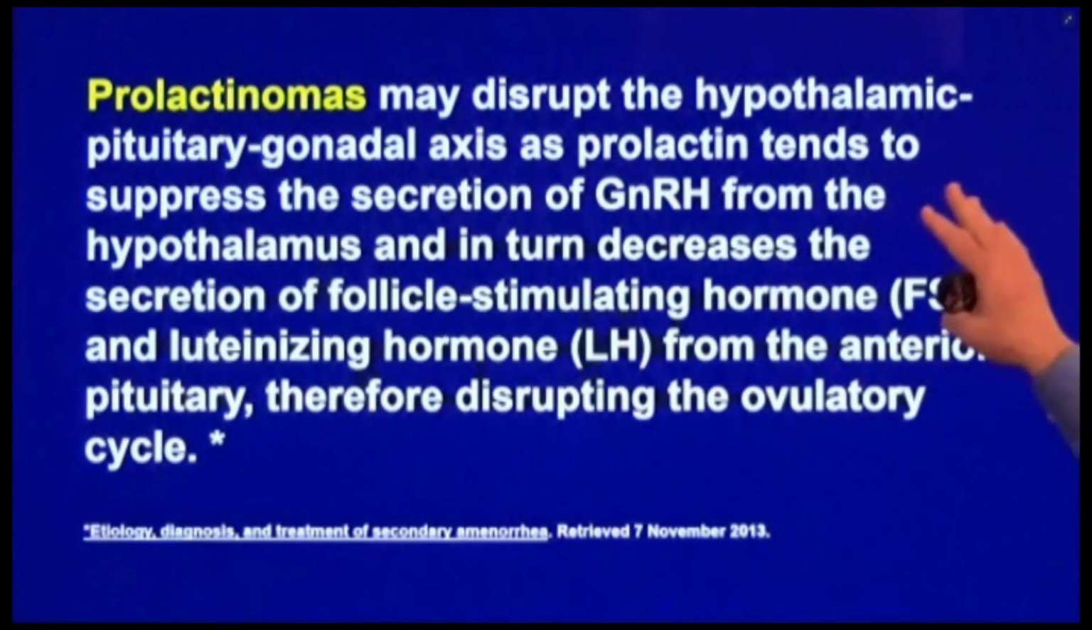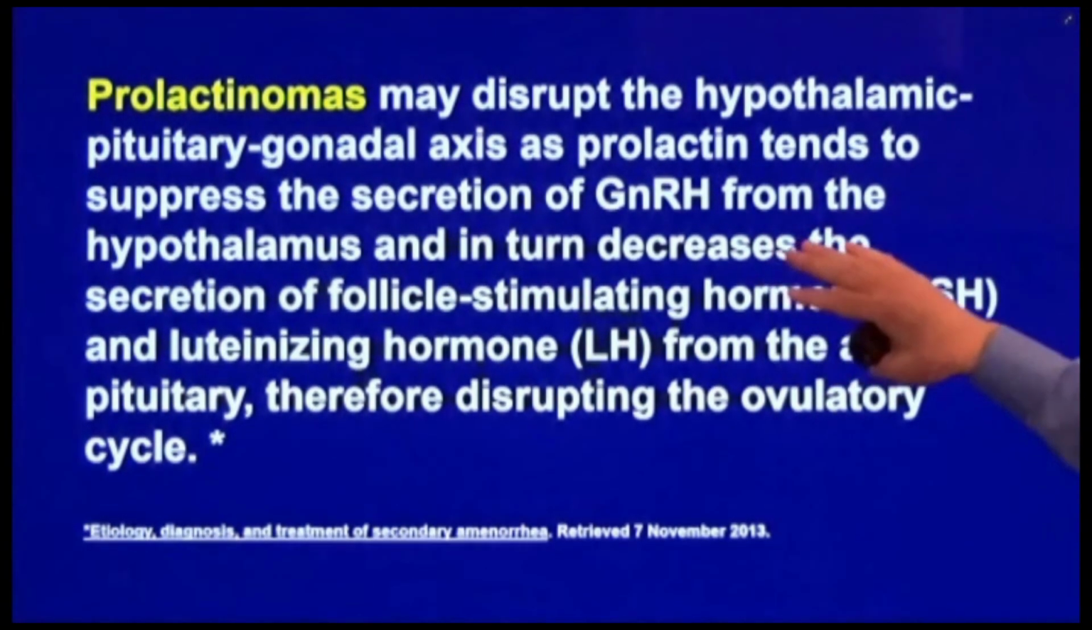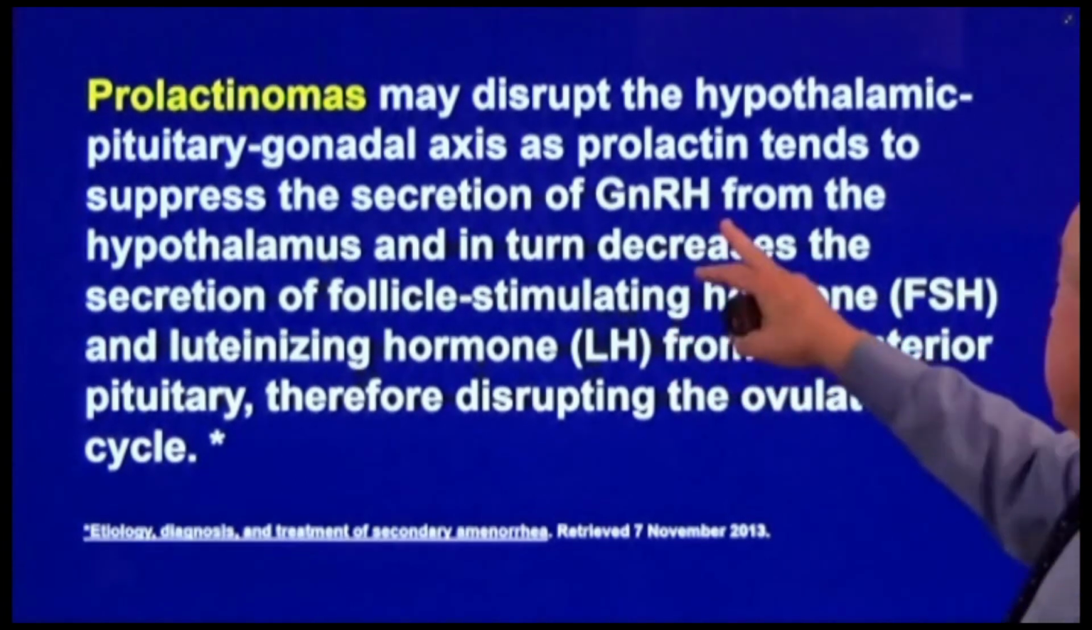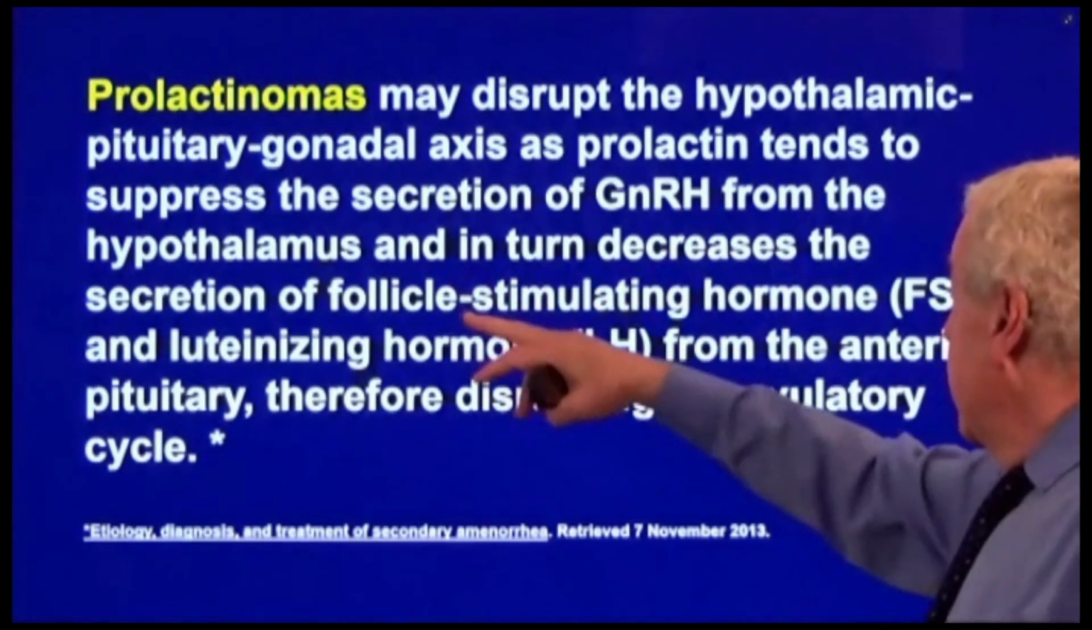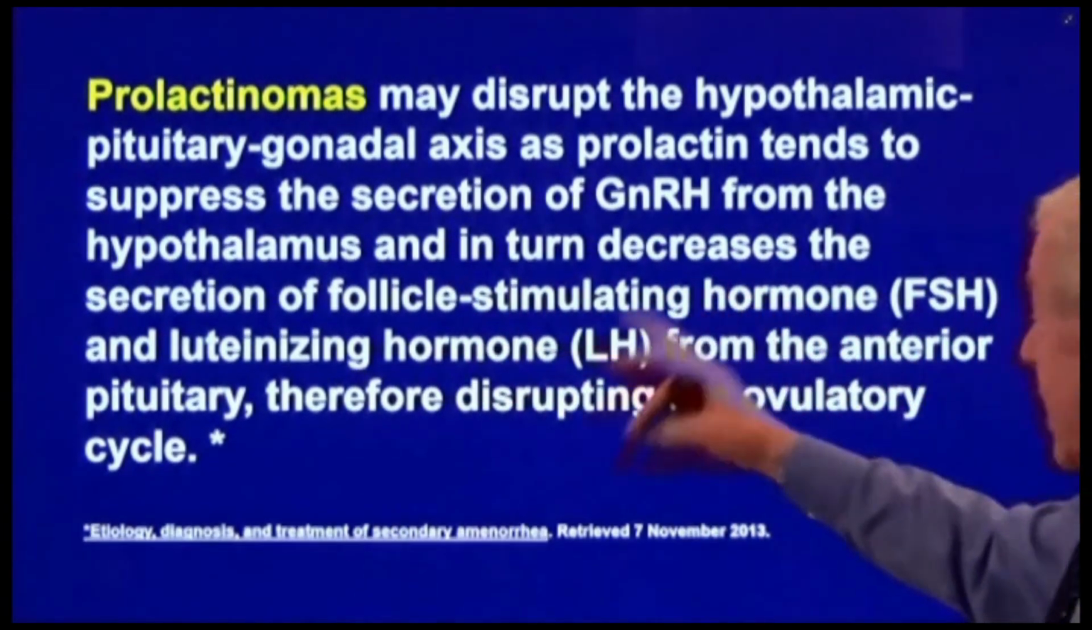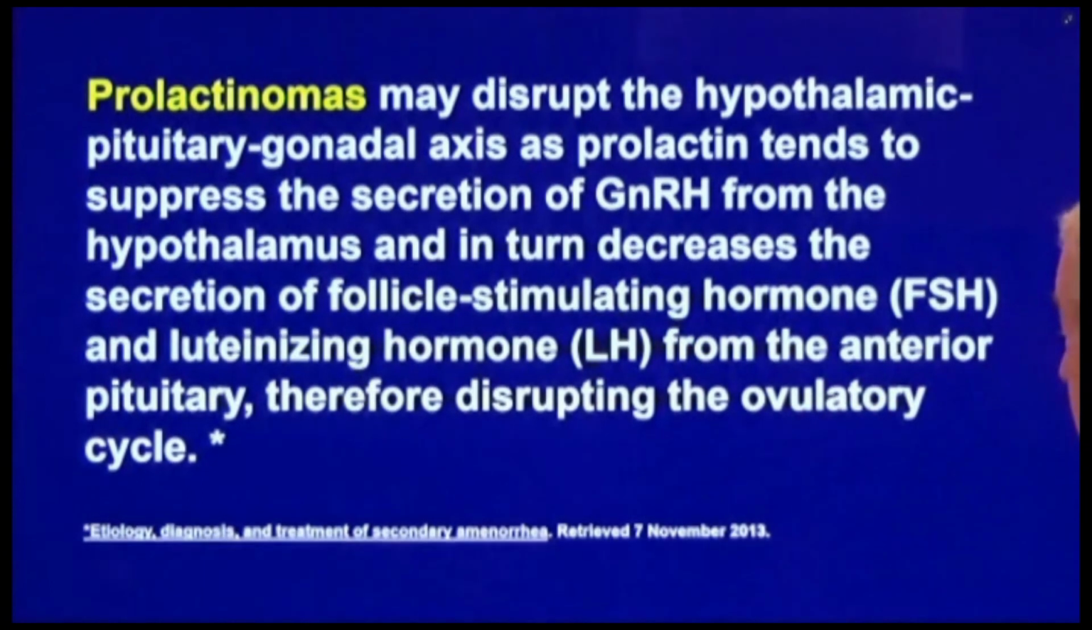Hyperprolactinemia may disrupt the hypothalamic-pituitary-gonadal axis, as prolactin tends to suppress, as we saw, the secretion of gonadotropin-releasing hormone from the hypothalamus, and in turn decreases the secretion of follicle-stimulating hormone and luteinizing hormone from the anterior pituitary, therefore disrupting the ovulatory cycle.